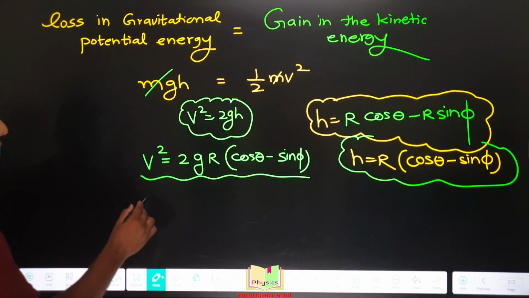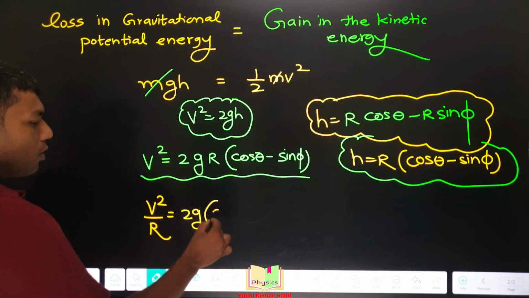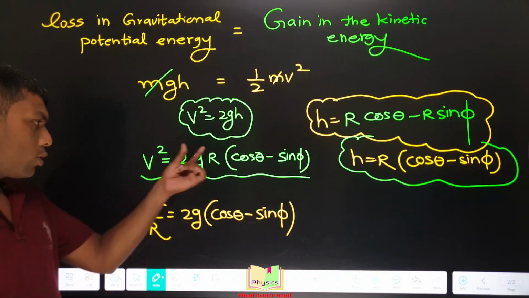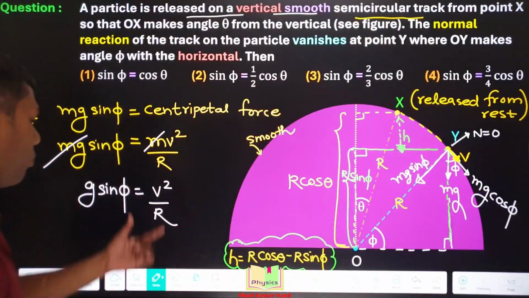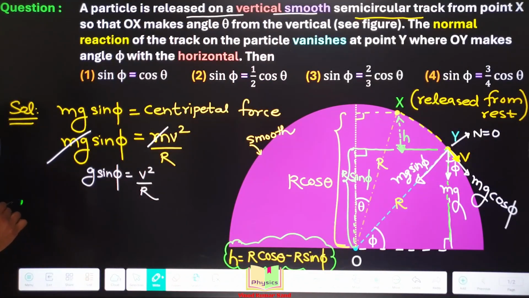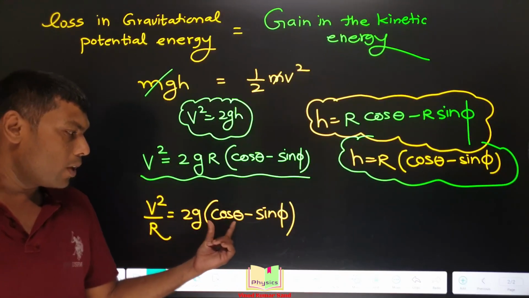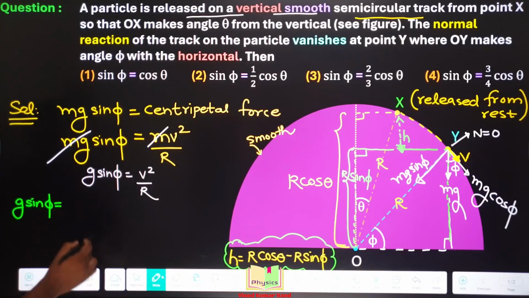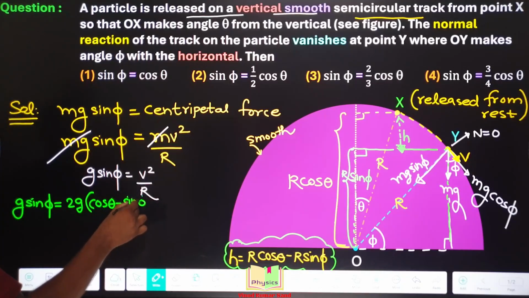Now taking the computation further, on this page you would require the value of v square by r. So v square by r is also visible. v square by r is equal to 2g (cos theta minus sin phi). Keep in mind, v square by r is equal to 2g (cos theta minus sin phi). We have to substitute that value of v square by r here. Now, g sin phi is equal to v square by r. The value of v square by r is already available. It is 2g bracket cos theta minus sin phi.